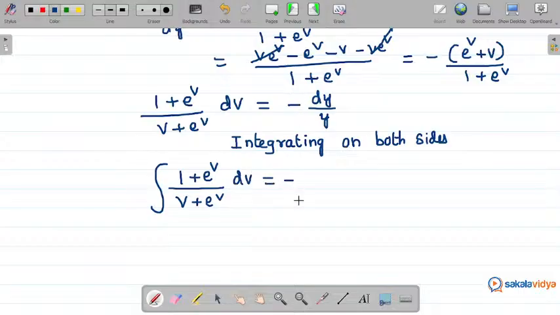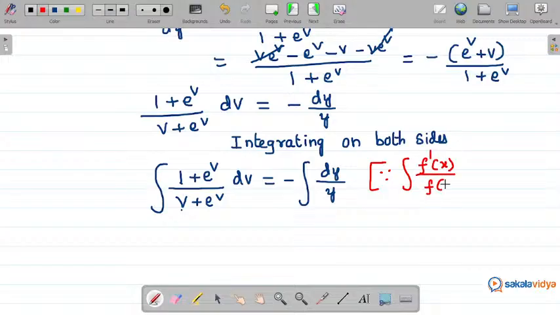So minus common, integral of dy by y or 1 by y dy, whatever you can write it, no problem. See my dear students, 1 plus e power v is the derivative of v plus e power v, because v derivative is 1, e power v derivative is e power v. That means f dash x by f of x. So here, integral f dash x by f of x dx is equal to log mod f of x plus c. It's a very important formula. Already in the previous problem also we have discussed.